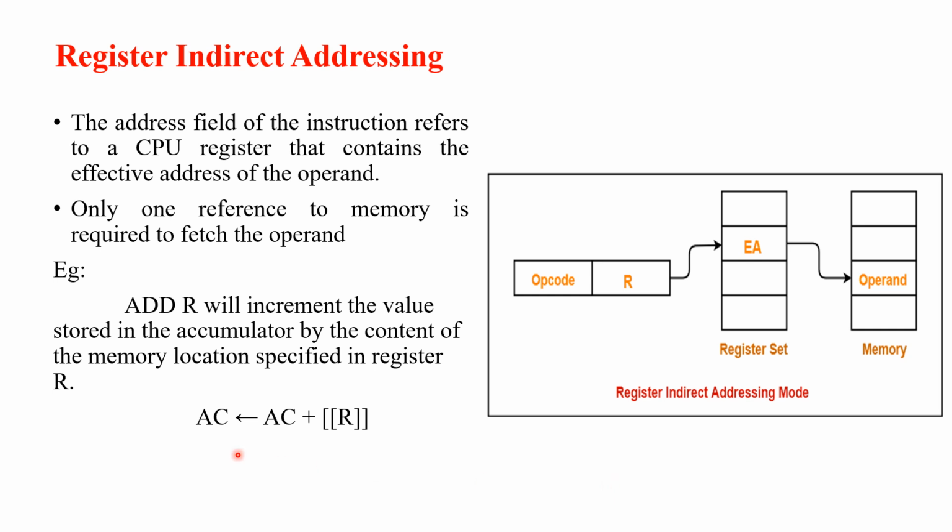For example, consider an instruction ADD R. This operation will increment the value stored in the accumulator by the content of the memory location specified in register R. This can be expressed mathematically in the following manner. Here, the outer brackets indicate that we first look at register R to find the memory address, and then we fetch the operand from that address to add it to the accumulator.